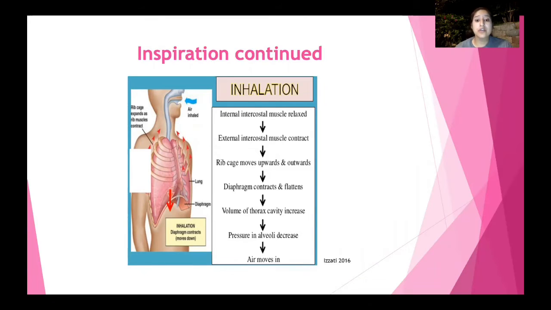The internal intercostal muscles relax, and the external intercostal muscles contract, causing the rib cage to move upwards and outwards. The diaphragm contracts and flattens, and the volume of the thoracic cavity increases. Pressure in the alveoli decreases, and air moves in.